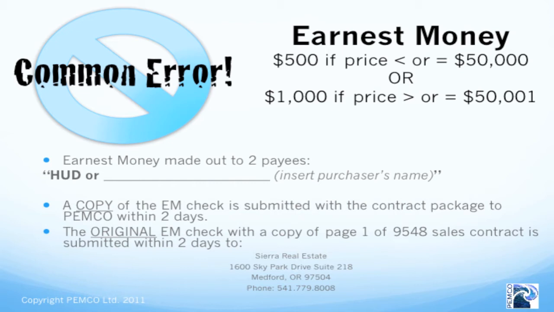Also, for those who are unaware, in California specifically, your earnest money check will be made out to HUD or your buyer's name. Also, in Oregon, we have some major differences. Rather than bring your earnest money check in with the contract package, you will actually take the original earnest money check along with a copy of page 1 of the 9548 sales contract and ship it to the Sierra Real Estate address provided on the screen. A copy of the earnest money check will be submitted with the contract package to PEMCO. Both of these items need to be at their respective locations within 2 days.